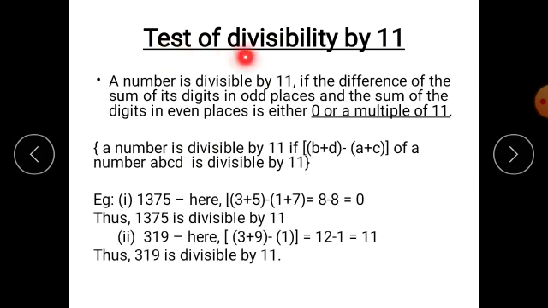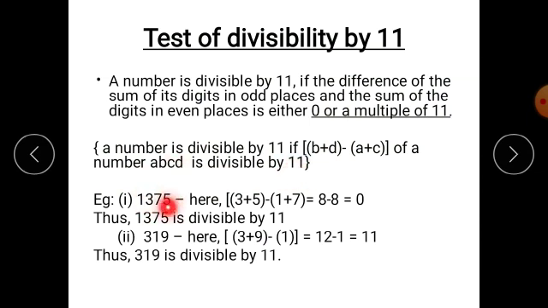Next you have test of divisibility by 11. A number is divisible by 11 if the difference of the sum of its digits in odd places and the sum of the digits in even places is either 0 or a multiple of 11. A number ABCD is divisible by 11 if (b plus d) minus (a plus c) is divisible by 11. For example, 1357.